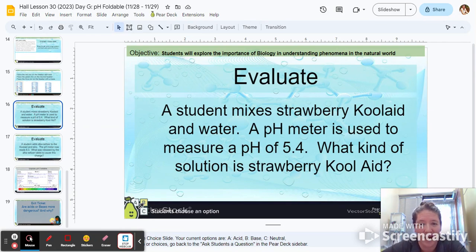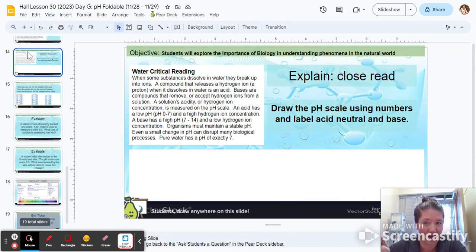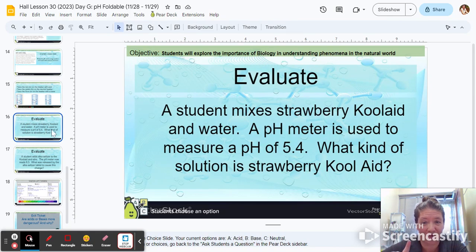Next, we have a kind of practical application problem. So a student mixes strawberry Kool-Aid and water. A pH meter is used to measure the pH of 5.4. What kind of solution would be strawberry Kool-Aid? So you can go to your pH scale you made here and look for that pH number of 5.4. Where would it fall? Would it fall under an acid or a base or neutral?